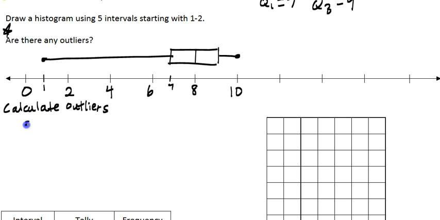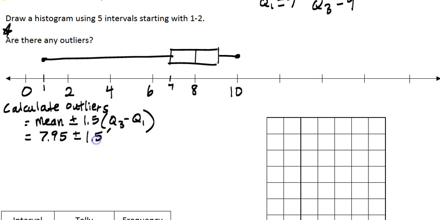Alright, so I'm looking for the mean plus or minus 1.5 times Q3 minus Q1. Alright, for my data, the mean was 7.95. Q3 was 9 and Q1 was 7. Now, 9 minus 7 is 2. 2 times 1.5 is 3.